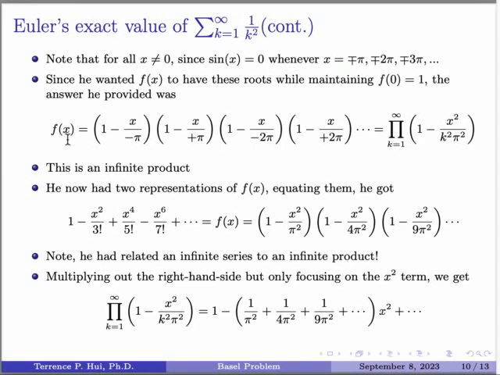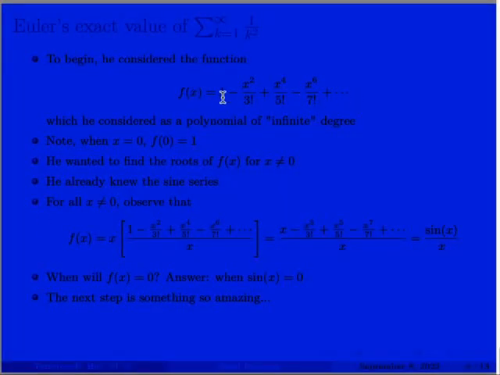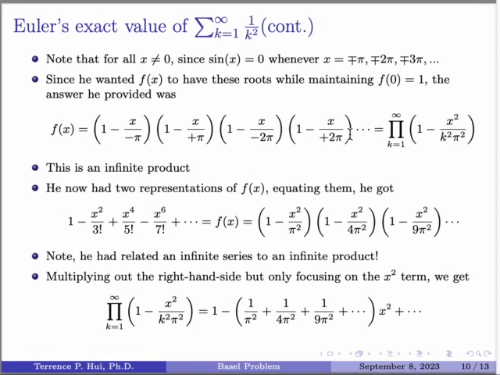But he said, wait a minute. They're both pointing to f of x, so these two must be the same. Remember, this is a second expression; he had a previous expression before, this infinite series expression. This infinite series expression is f of x. This infinite product expression is also f of x. They're the same thing, so now he equated the two. He has now related an infinite series to an infinite product. That is so cool. By iterating this, 1 minus x squared over pi squared, 1 minus x squared over 4 pi squared, and so on, this infinite series must equal this infinite product.